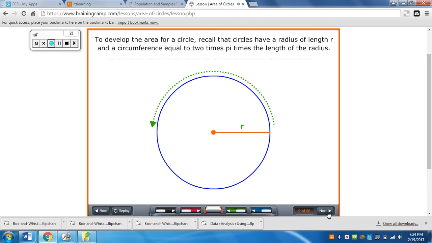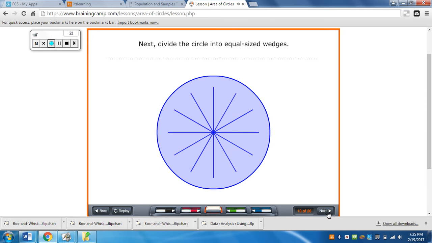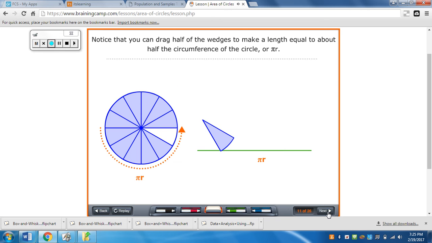To develop the area for a circle, recall that circles have a radius of length r and a circumference equal to 2 times pi times the length of the radius. Next, divide the circle into equal-sized wedges. Notice that you can drag half of the wedges to make a length equal to about half the circumference of the circle, or pi times r.